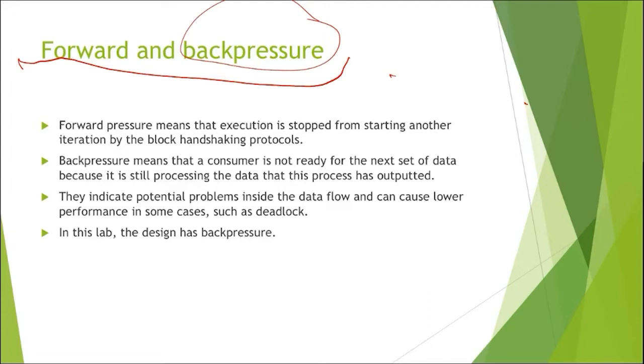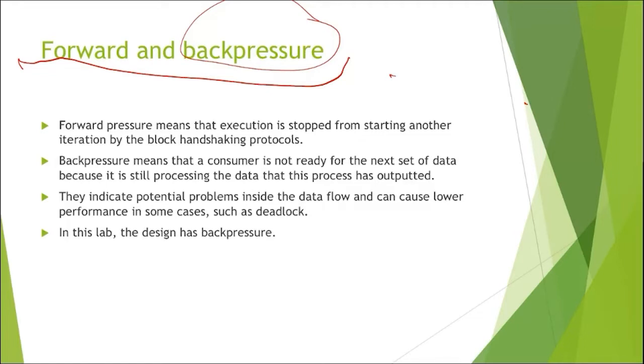Okay, so forward pressure means that the execution stops because the consumer cannot take the data from the producer, because the producer is still generating the data, so the consumer cannot fetch the data from the producer. So it causes the forward pressure. And back pressure means that when the producer is done generating the data and the consumer is still processing the data, the consumer is not capable of taking the data from the producer. So it causes the producer to stall to wait for the consumer to finish the process.